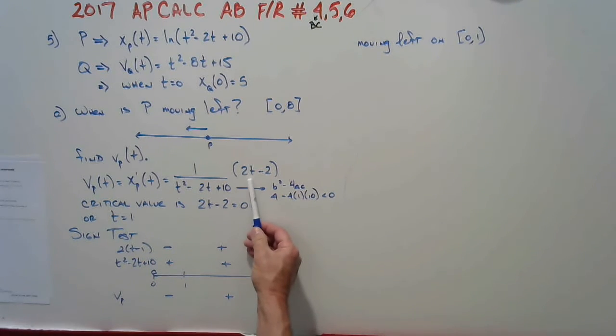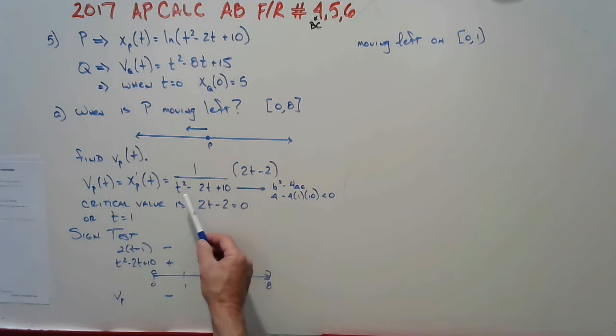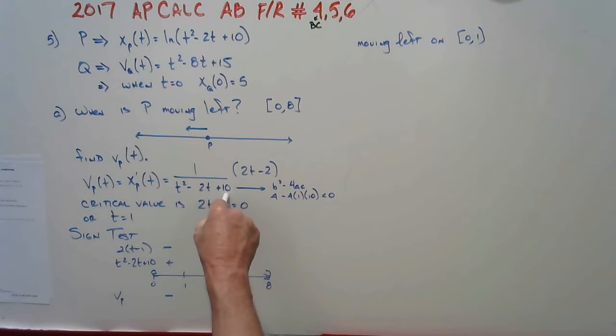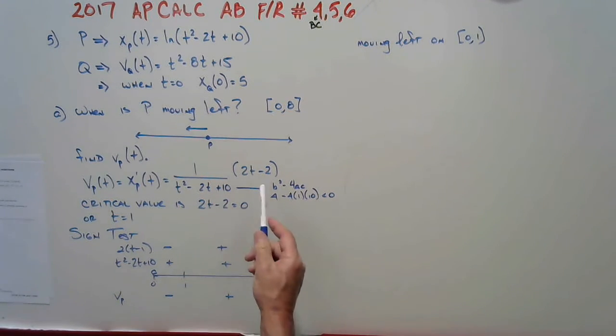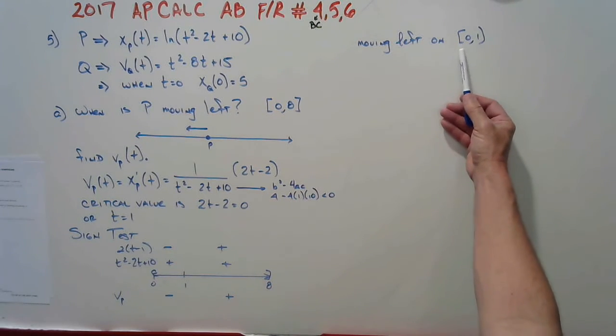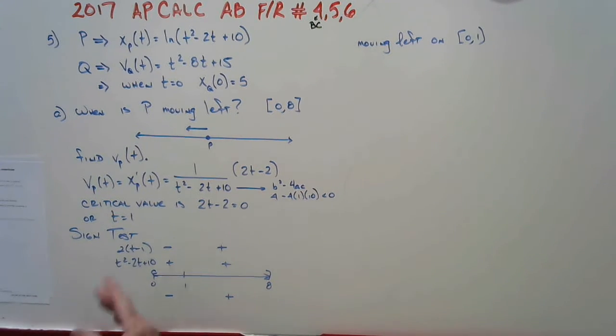If I put 0 in here, I get negative 2, right? 2 times 0, negative 2. On the bottom, I get positive 10. Negative 2 divided by 10 is negative. So it's moving left at time 0 as well. That's why I have it closed there. So we've got to check the endpoints.